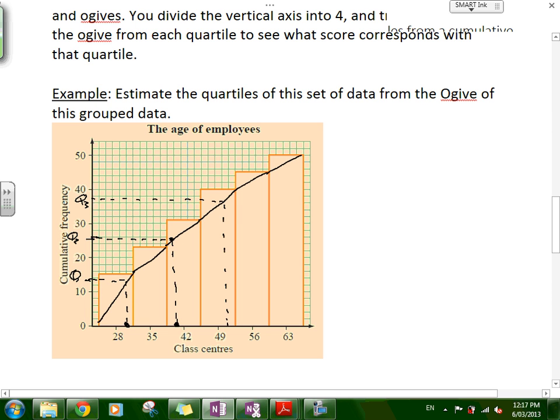Now I've got my 3 spots along the bottom. What kind of data is this? As in, what do these numbers represent? Class centers, which means it's grouped data. These class centers are just the average of the upper and lower limits. So I'm going to estimate what the 3 quartiles are.